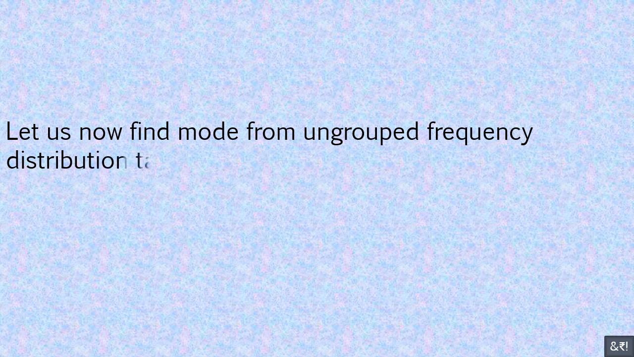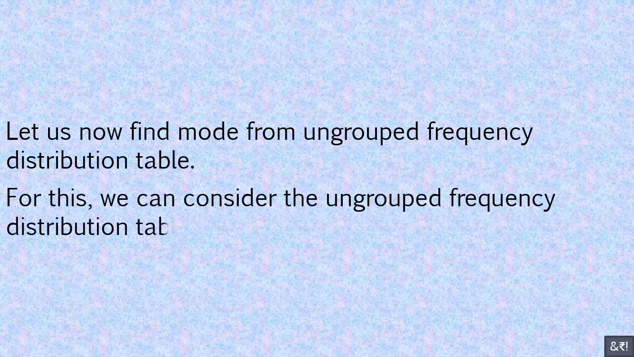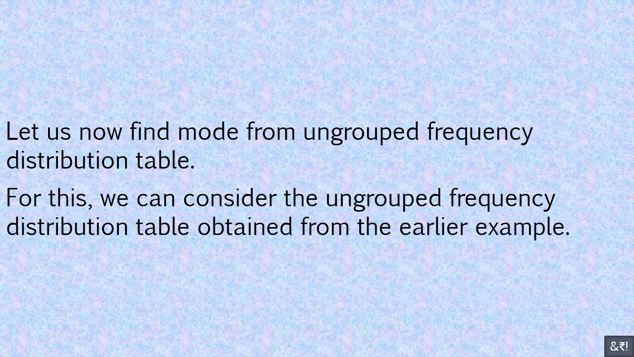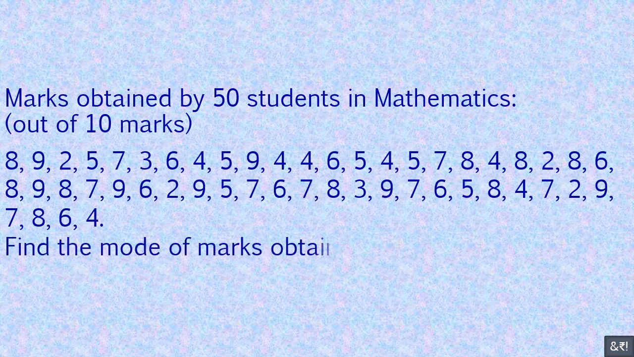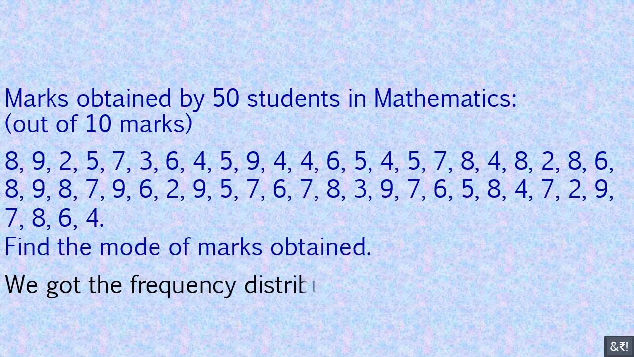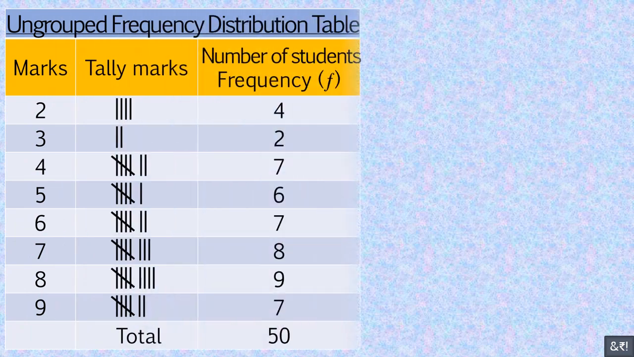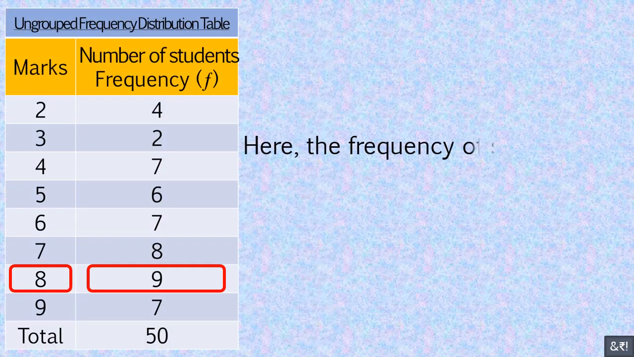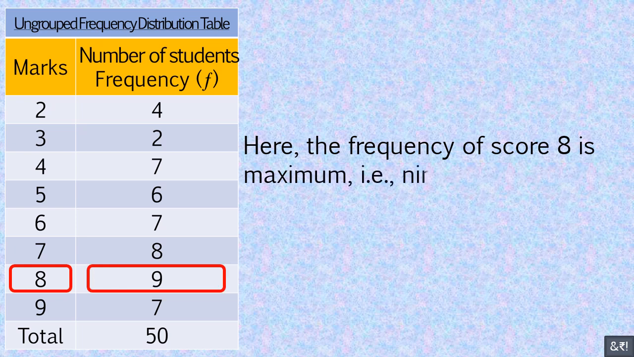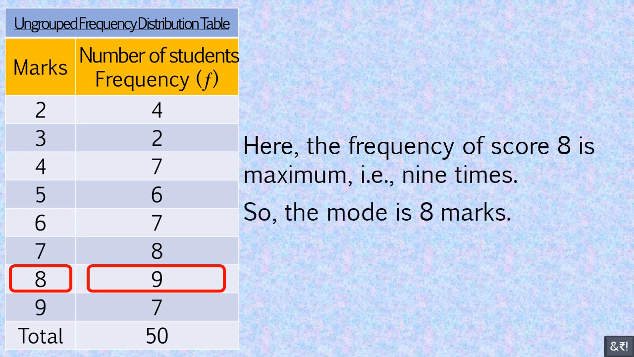Let us now find mode from ungrouped frequency distribution table. For this, we can consider the ungrouped frequency distribution table obtained from the earlier example. Marks obtained by 50 students in mathematics, out of 10 marks. Find the mode of marks obtained. We got the frequency distribution table as follows. Here, the frequency of score 8 is maximum, that is, 9 times. So, the mode is 8 marks.